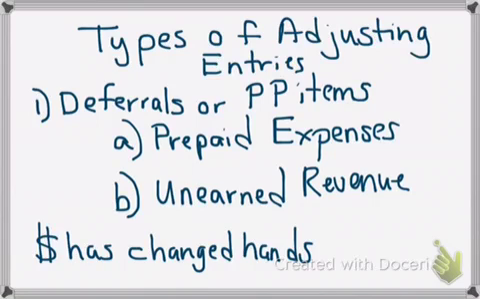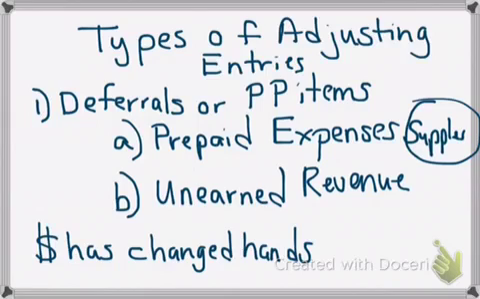The other thing we look at is what types of journal entries do we have that are really going to put all this stuff into place. The first type of adjusting entry that we have are what are called deferrals or prepaid items. They can consist of prepaid expenses. Now remember, prepaid expenses are things like prepaid insurance, prepaid rent, even supplies. Now remember, supplies is also one of those prepaid accounts.